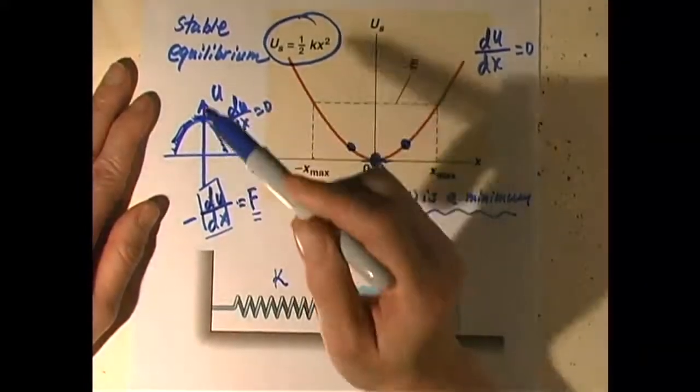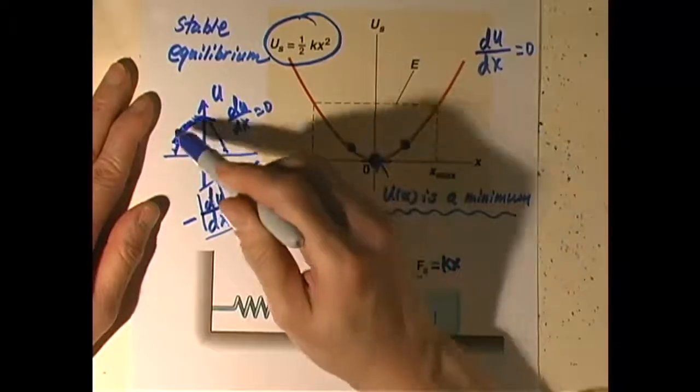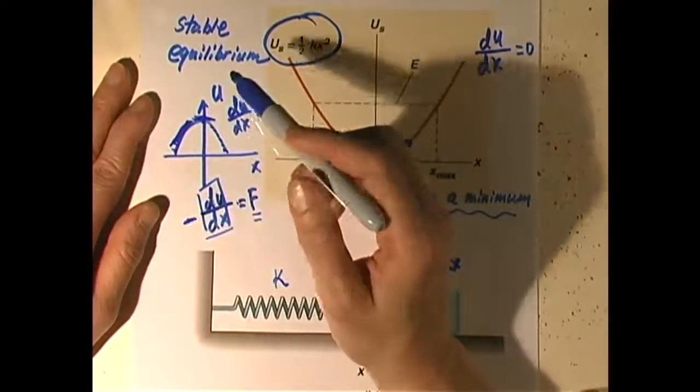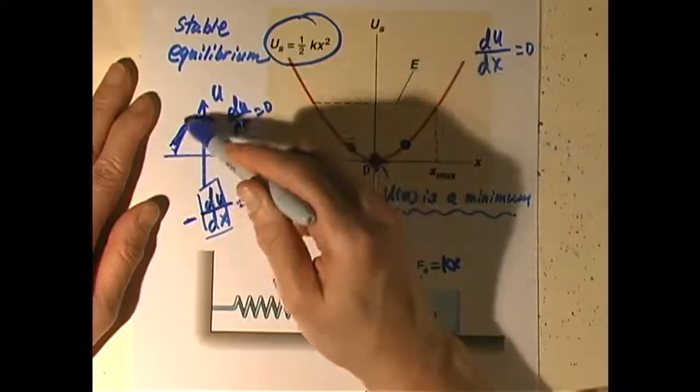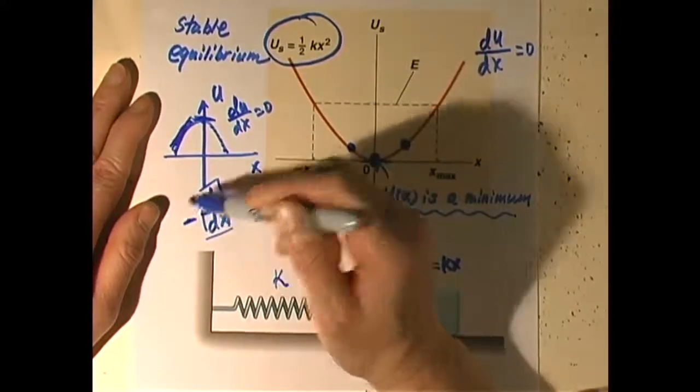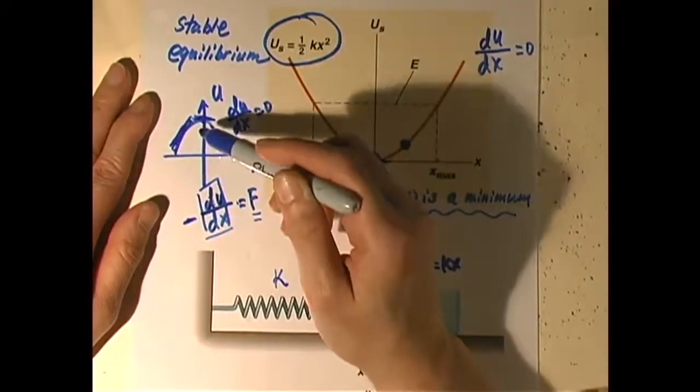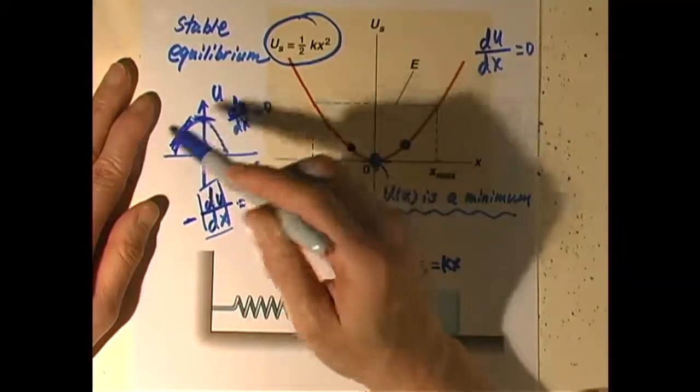Look at this one. When you do dU/dx, the slope is positive, I'm sorry, and after the negative sign the force is negative. That means if you go to a negative position, the force is negative, so you will go further negative.